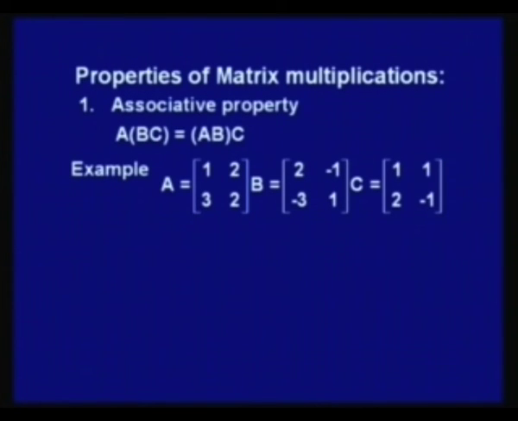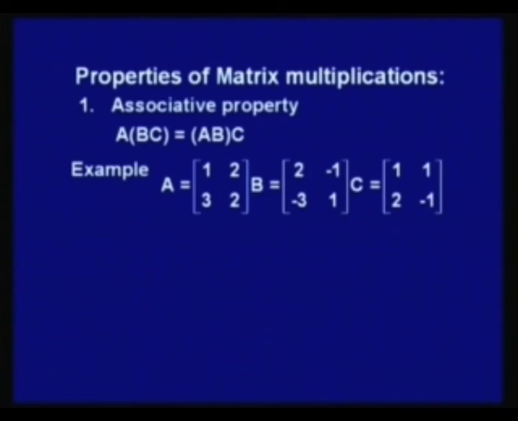Now, we discuss properties of matrix multiplication. To start with, the associative property. If we are given 3 matrices A, B and C, then they can be multiplied in any order. You can first multiply B and C and then multiply it by A, or you first multiply A and B and then multiply it by C. The result will be the same. And this I illustrate with an example.